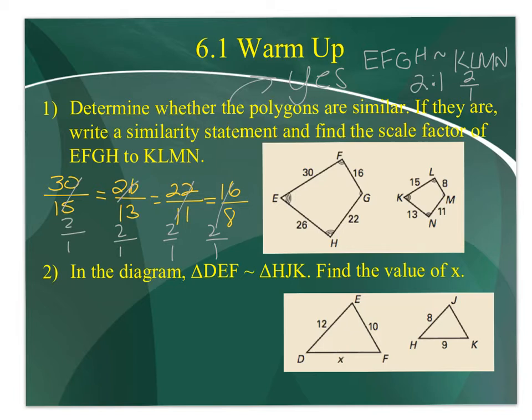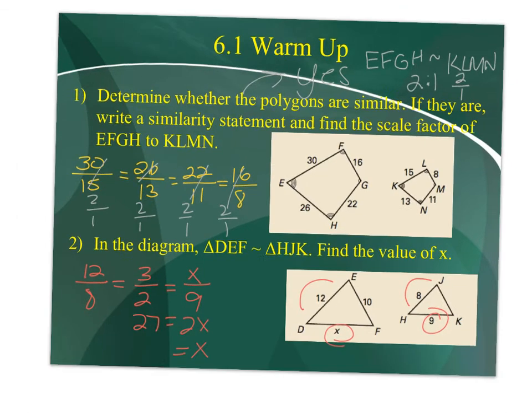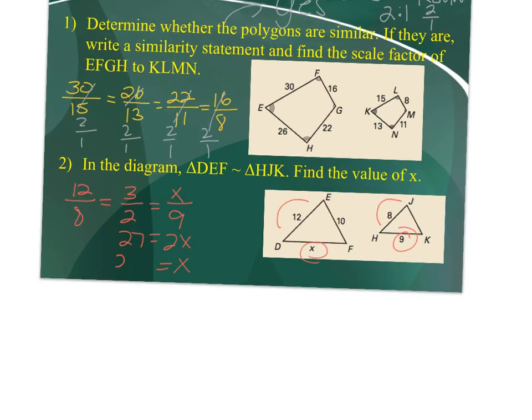All right, number 2 says, in the diagram, triangle DEF is similar to HJK. Find the value of X. So DE would correspond to JH. They both have a measurement. So 12 to 8 would be my scale factor, which would be 3 over 2. Good. And then H corresponds to the 9. DF went with HK. So 3 over 2 should equal X over 9. 27 would equal 2X, and X would equal 27 over 2, which is 13 1/2, or 13.5.